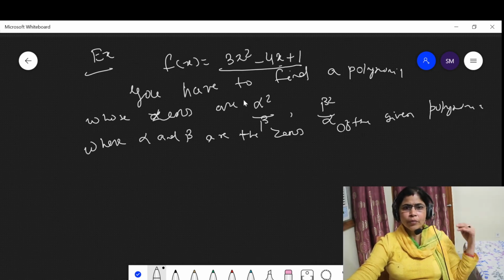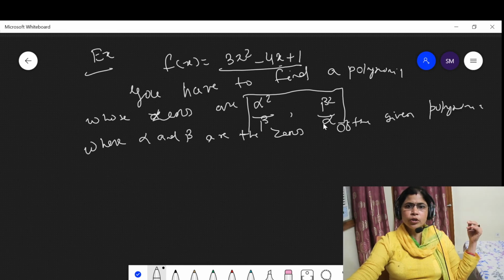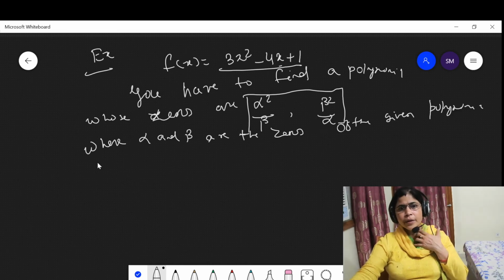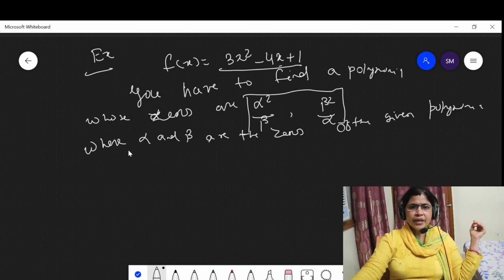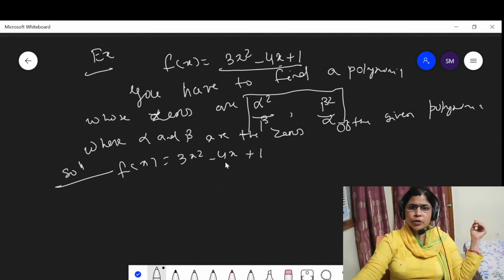Then here you have to find the polynomial whose zeros are here. Okay. Then look at here. Here let us solve. The f(x) is equal to 3x square minus 4x plus 1. Now when you solve, let us find the value of alpha and beta here. Then you have to find out the zeros, which means this is equal to 0.